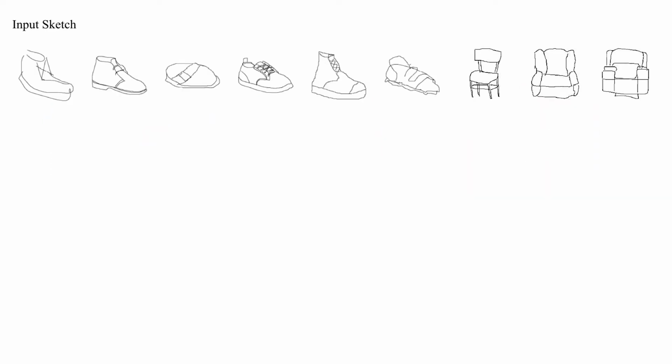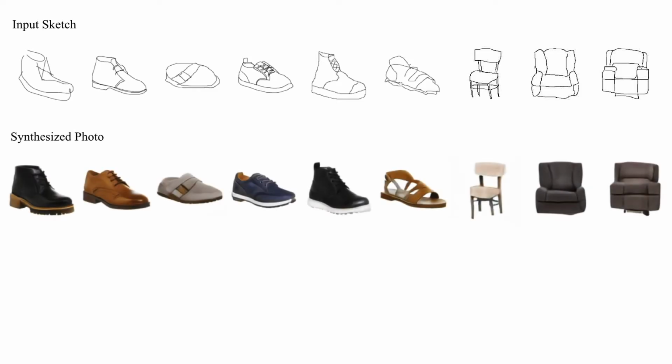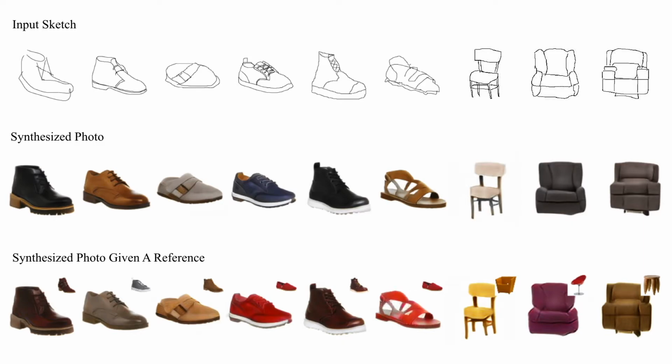We first show our sample results. The input sketches are from Shoe V2 and Chair V2 datasets. Our synthesized photos are realistic and faithful to the sketches. When provided a reference image as shown at the right upper corner, our model can output a new photo faithful to the sketch but in a style similar to the reference.